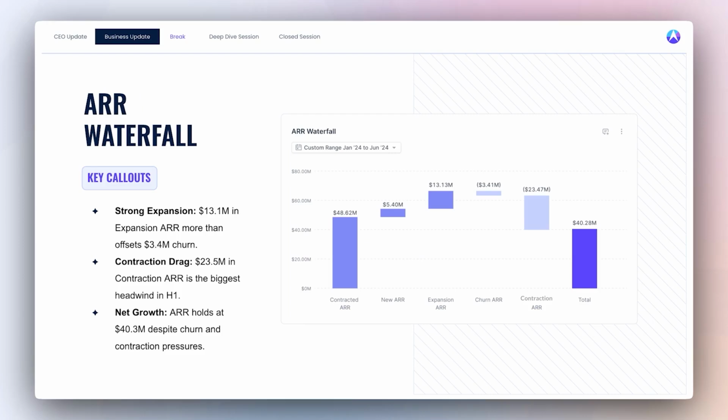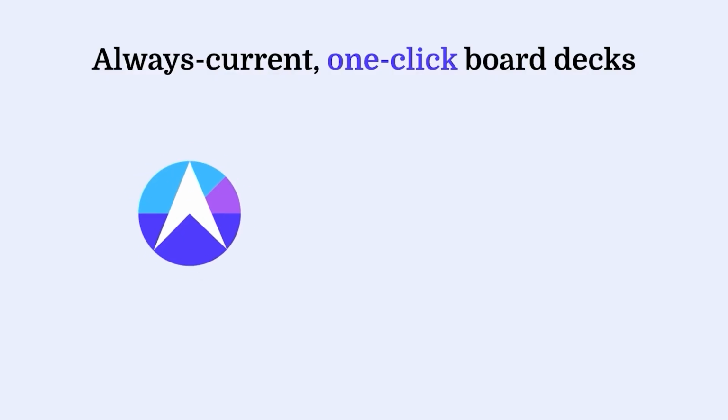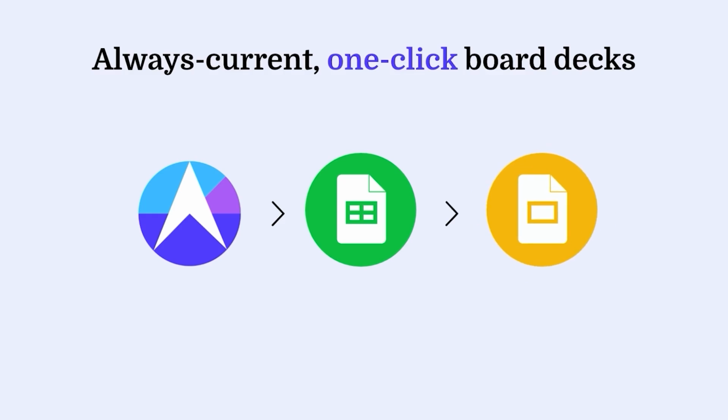In those cases, you can bring any chart or table from your Drivetrain reports into your board deck via Google Sheets or Slides and keep it synced in real time so the data always stays current. Your deck stays live and accurate with just one click. Here's how it works in under 2 minutes.